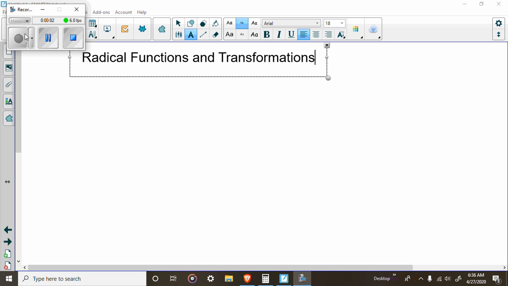Hey, good morning, guys. I want to talk to you today about radical functions and transformations. So we talked about some other types of functions and the transformations and translations that can happen.